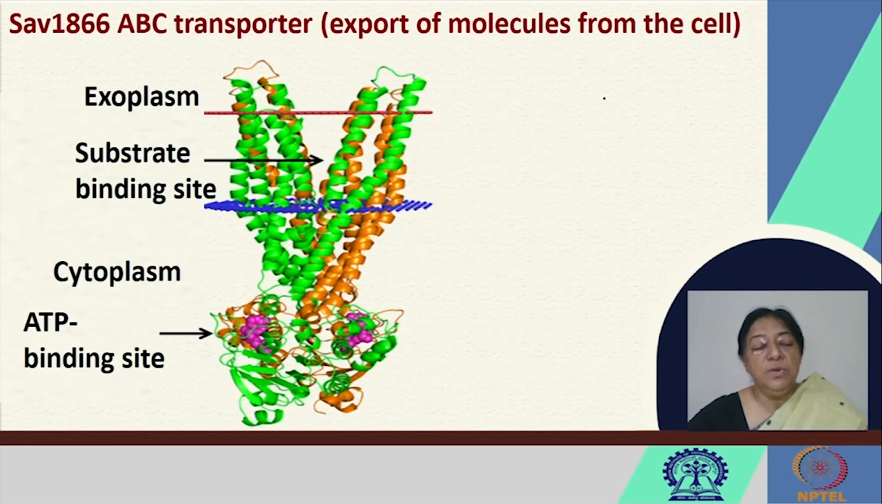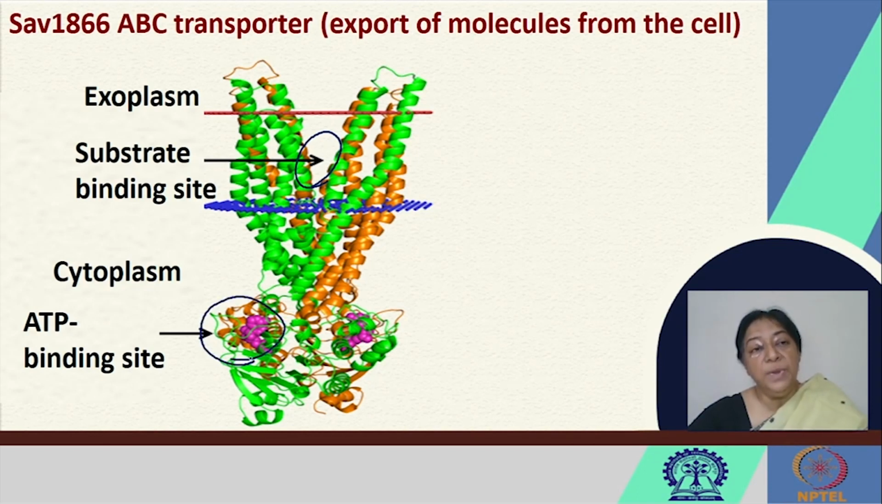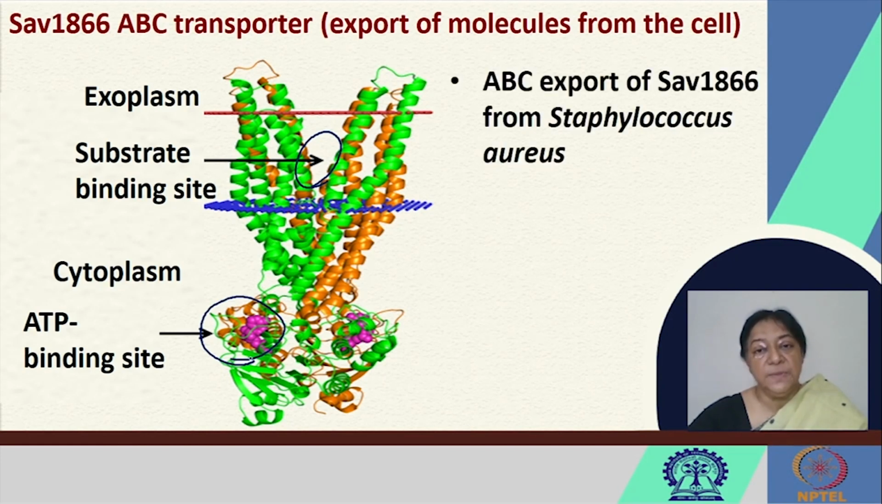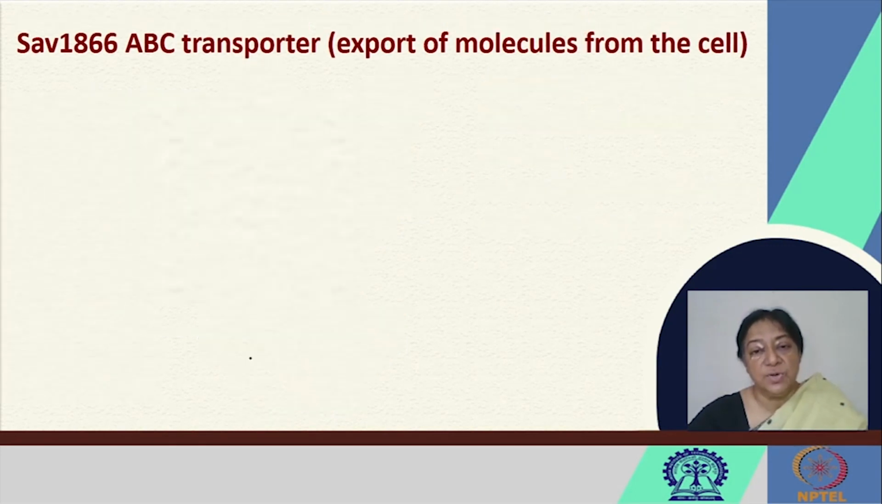For example, if we look at this specific ABC transporter, we see there is a substrate binding site, and in addition, there is an ATP binding site. So the binding of the ATP to the specific site will create a conformational change in the protein that will assist in the substrate binding. So this is a specific type of ABC transporter, just to give you an example of how the process occurs.